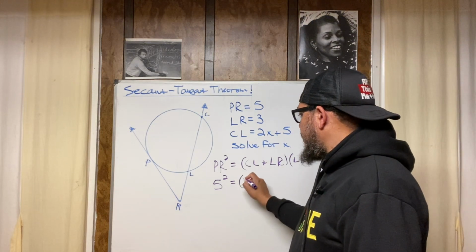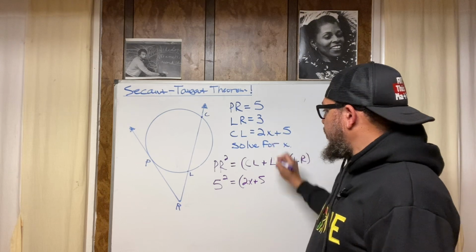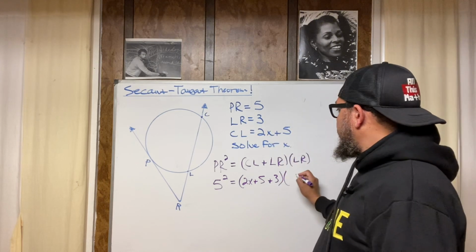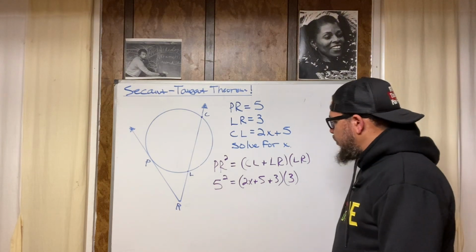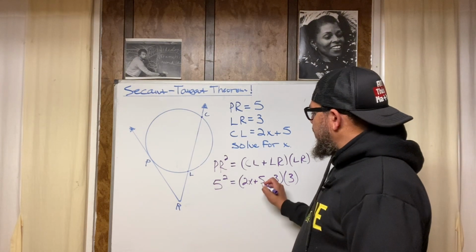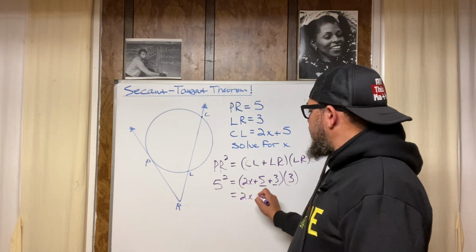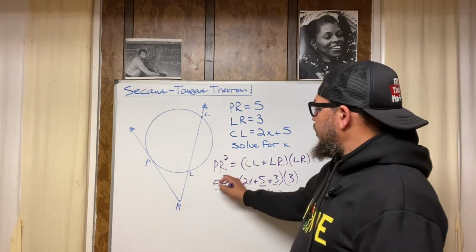So we got 2X plus 5 plus, what's LR? 3. So 2X plus 5 plus 3, times, what's LR again? 3. Boom. All right. So now, what do we do? In these parentheses, I would combine like terms. So I would have 2X plus 8. Combine like terms. Then over here, 5 squared.